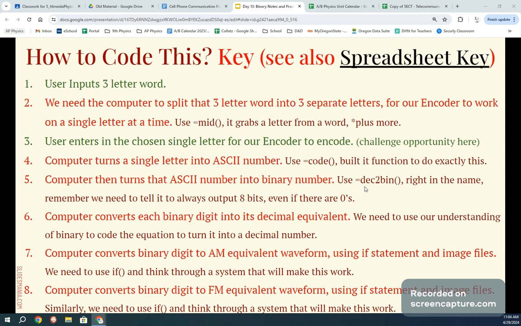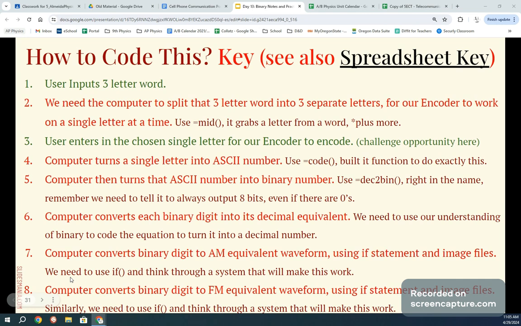Decimal to binary, again, wanting to be able to convert these things from that ASCII number into a binary string of ones and zeros. It'll always be 8 bits, right? Even if there are leading zeros out in front, it'll always show all of those, so that's important. Again, just knowing what's going on is useful.